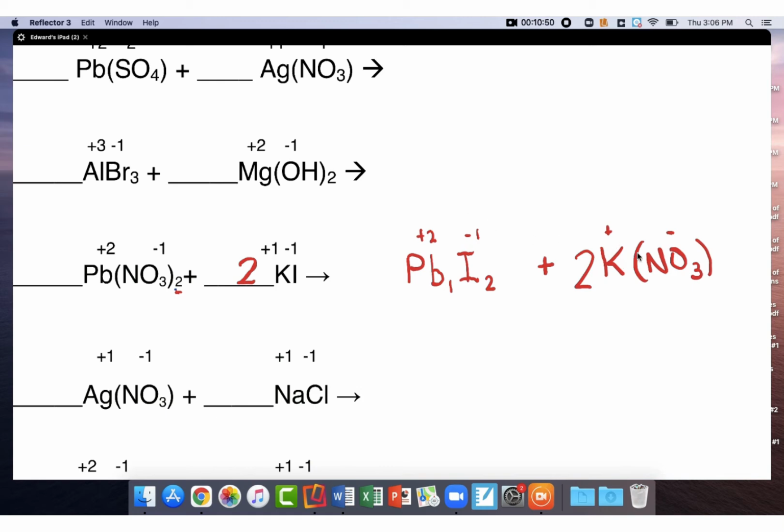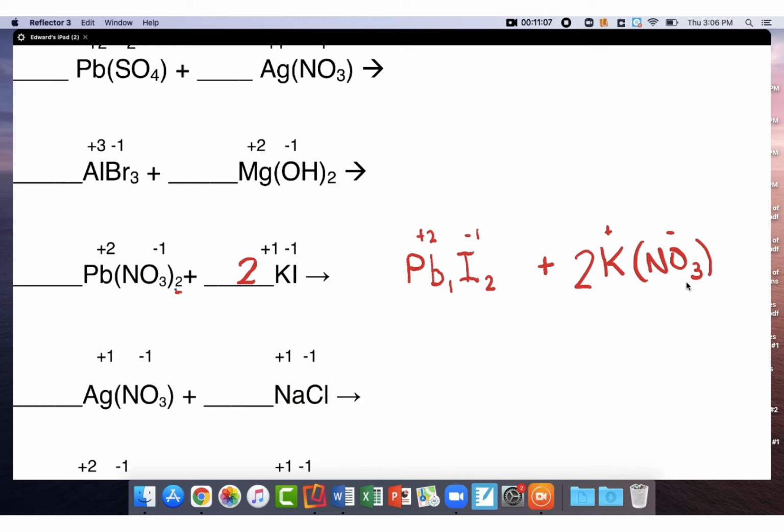Looky here. K, right? That's an alkali. All the alkalis dissolve. So that KNO3 definitely doesn't precipitate because I see that K there. So that's a shortcut. You find that alkali, you know it's not going to be the precipitate.